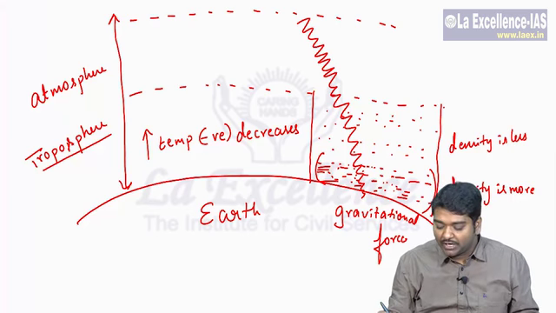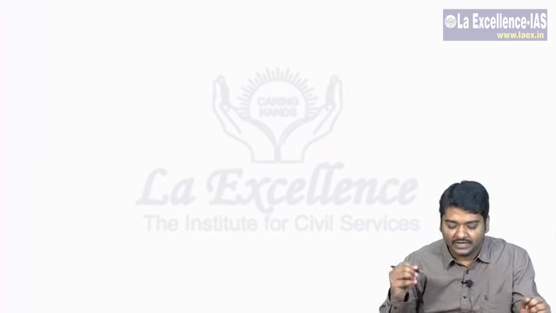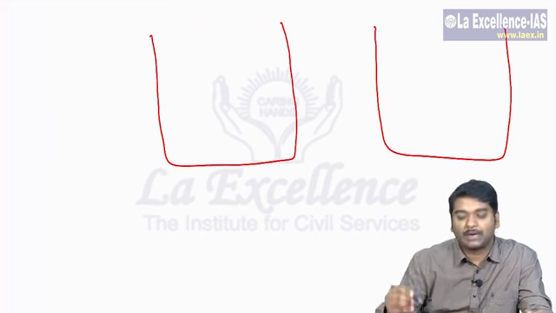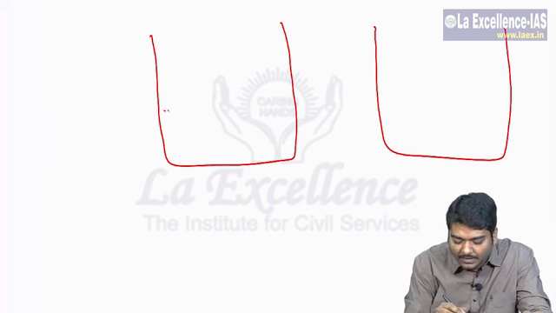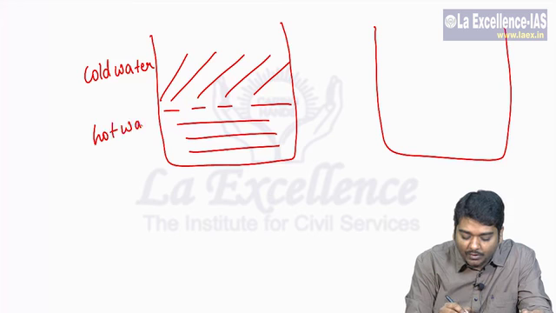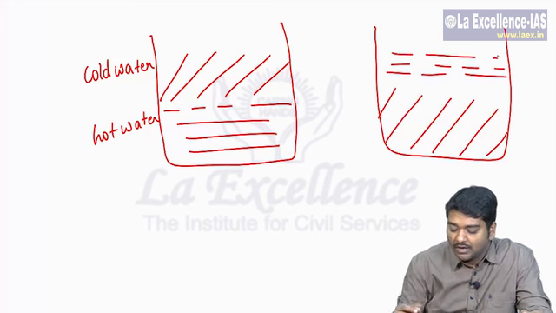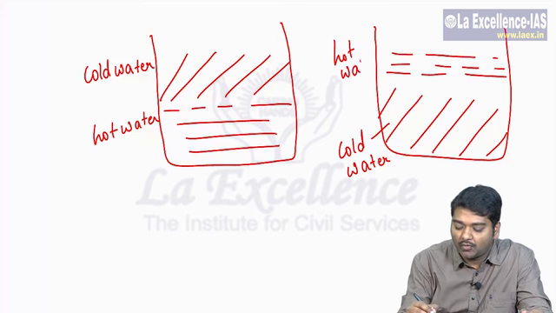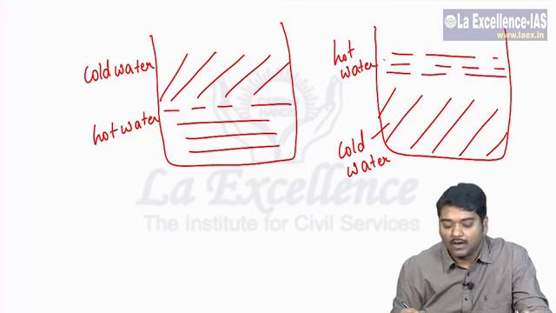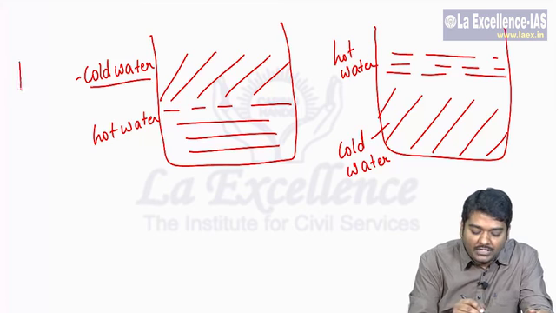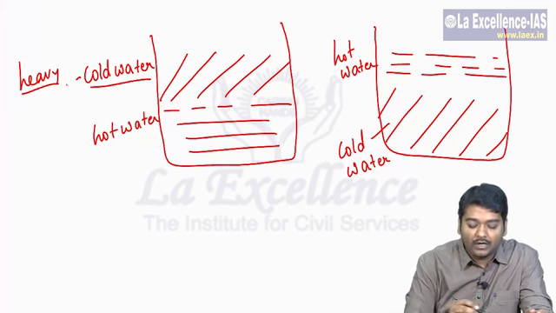With this, I just want to tell you one more fact. See guys, just take two buckets. In one bucket, you have cold water above and hot water below. You take another one, you have cold water below and hot water above. Now you tell me, cold water is usually heavy, correct? So what will happen?